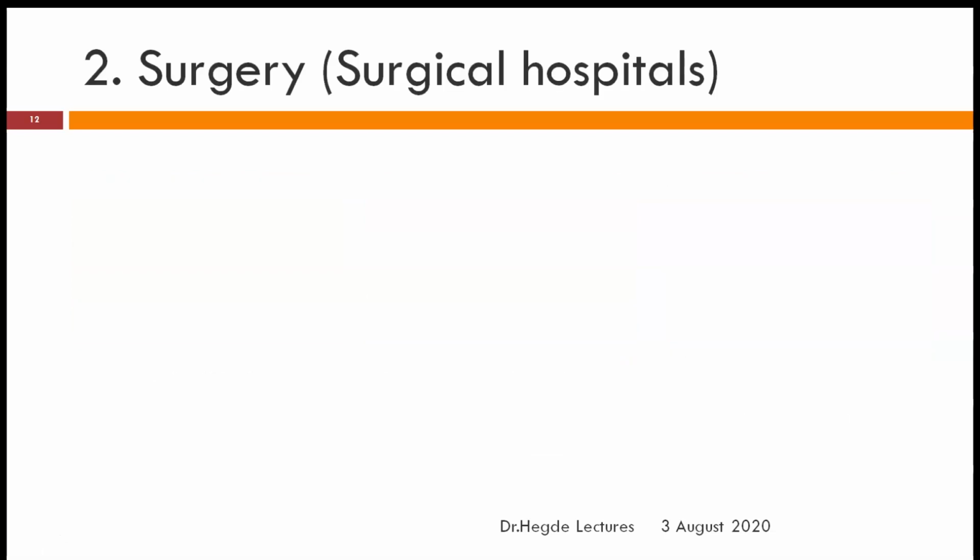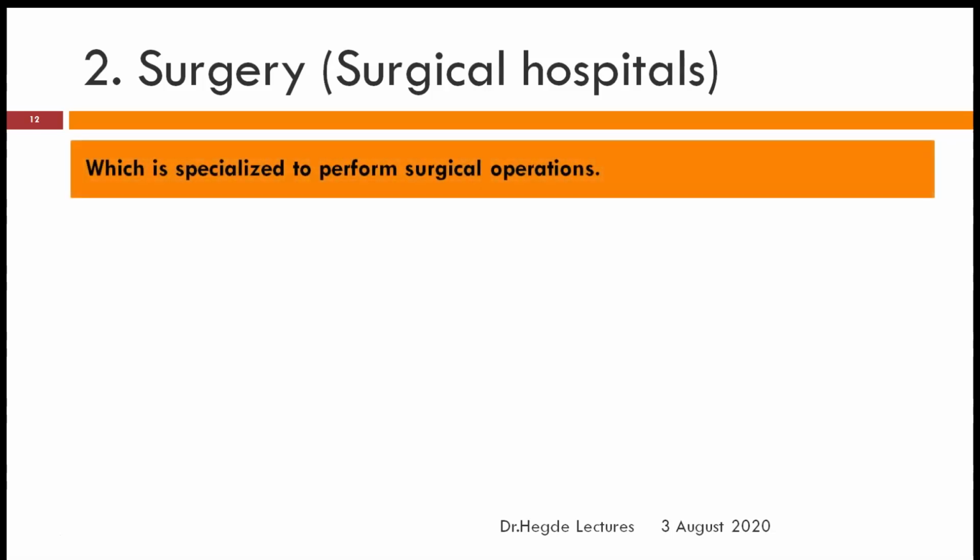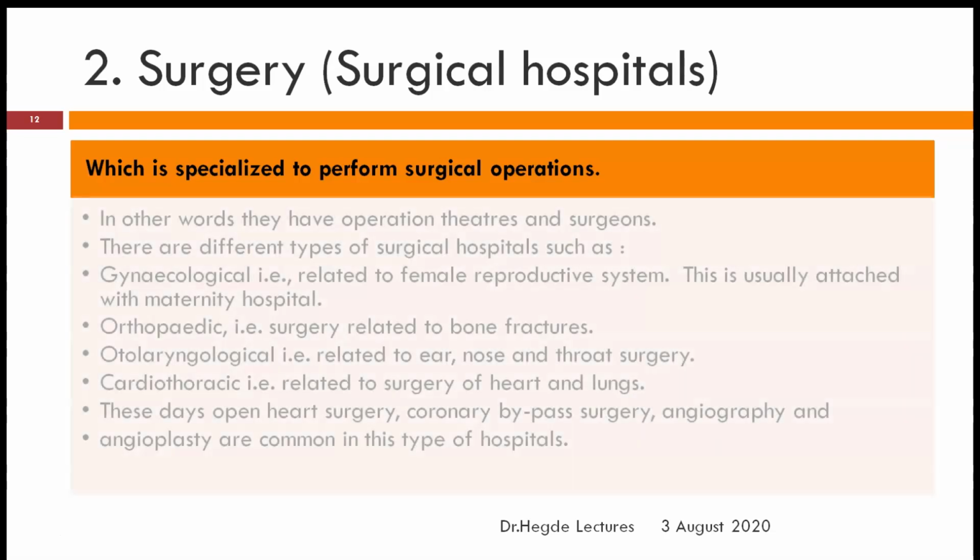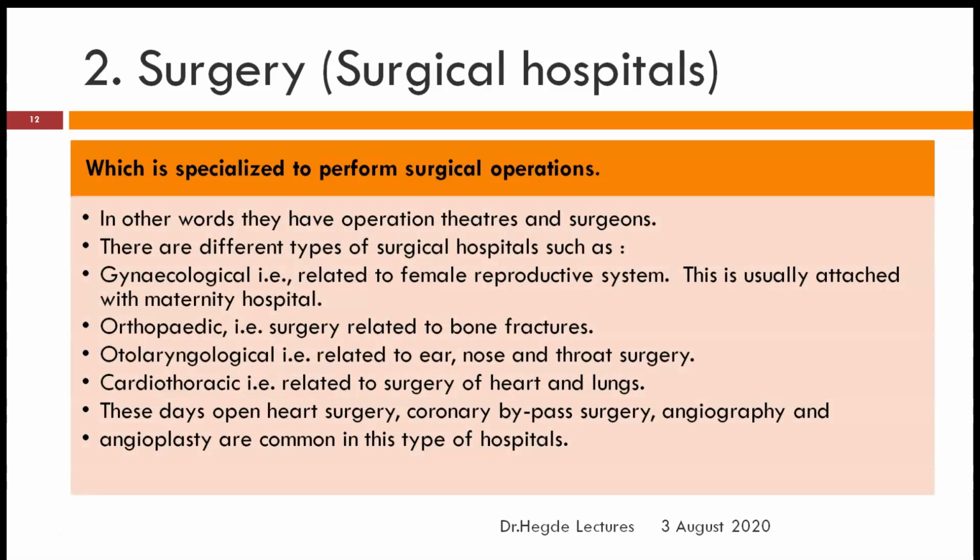Next, you will see the surgery hospitals. Surgery hospitals are those which are specialized to perform surgical operations. In other words, they have operation theaters and surgeons for doing operations. There are different types of surgical hospitals, such as what I have mentioned, gynecological, which is related to the female reproductive system, which I have told now. This is usually attached with a maternity hospital.